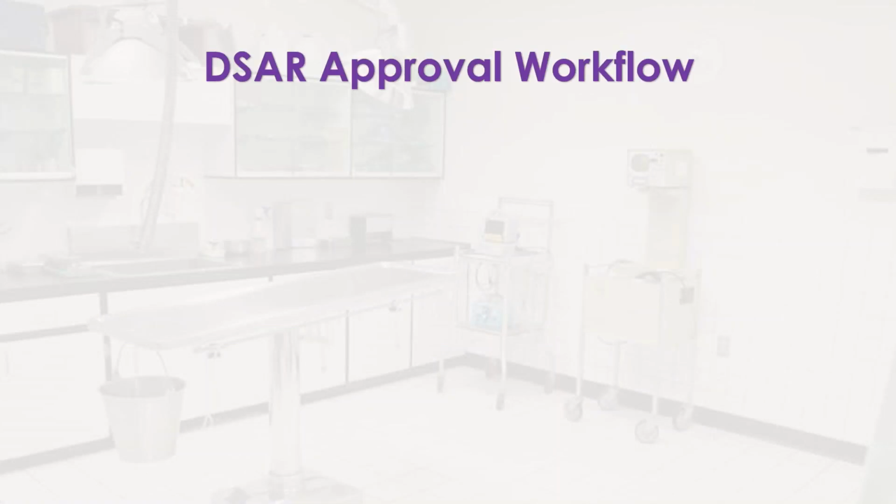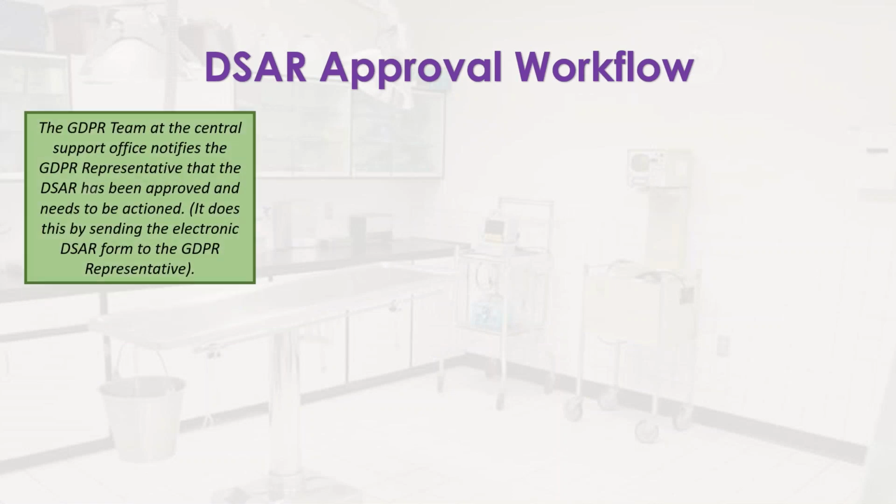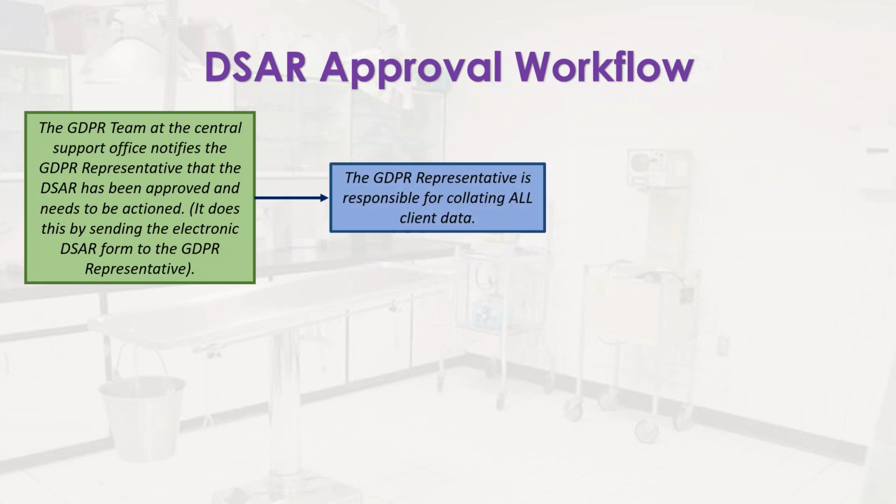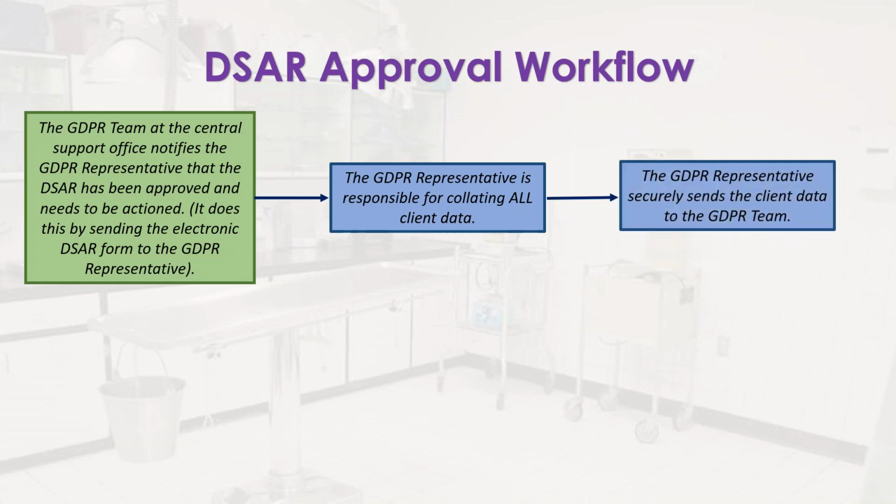What do you do if it's approved? We're going to go through a workflow together. So initially, the GDPR team at Central Support will notify you as the GDPR representative that that DSAR has been approved and needs to be actioned. As the GDPR representative, you are now responsible for collecting all of that client data. We will go through exactly what data needs to be included in a moment. Once you have all that data, you're responsible for sending it securely back to Central Support, to the GDPR team.